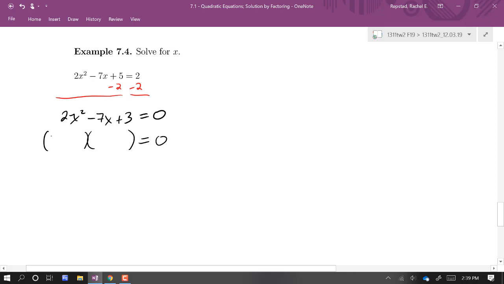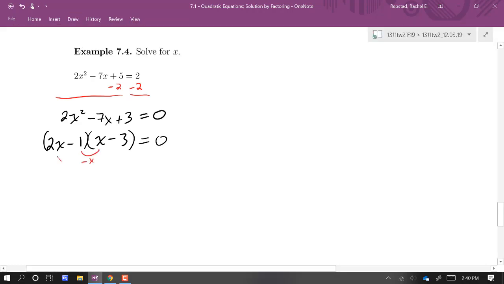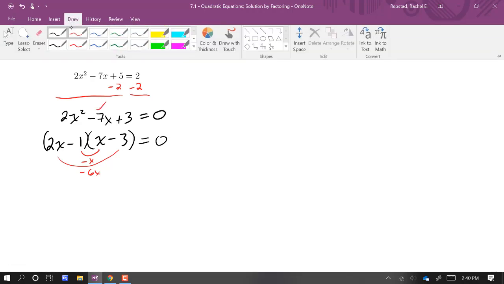What do we think? Actually, wait, there's a 2, so yeah, you can do it. So 2x and x. And then 1. Is it minus? Yeah, they're both minus, because the last term is positive. And then 1 in the first one and 3 in the next. All right, so let's see. Quick check. This gives us negative x, negative 6x, and that gives us negative 7x. Good.